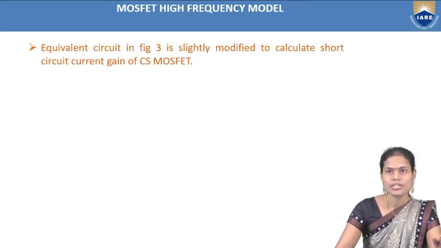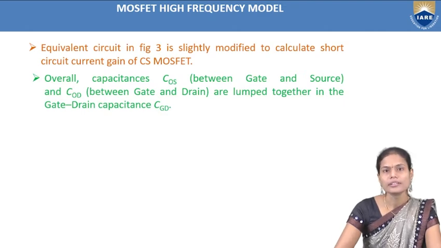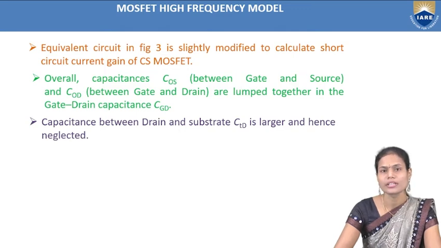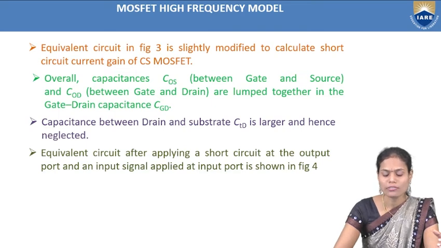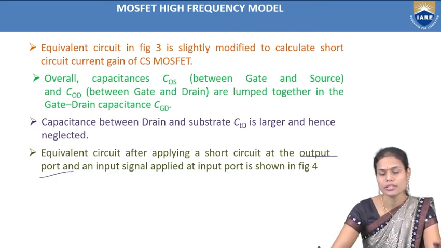So the above circuit is modified to calculate the short circuit current gain of the MOSFET. The overall capacitances, that is COS between the gate and source and COD between gate and drain, are lumped together in the gate to drain capacitance, as I have mentioned. And the capacitance between the drain and substrate, that is CTD, is very large, so we can neglect it. Now we draw the equivalent circuit after applying a short circuit at the output port, and applying the input signal across the input port.